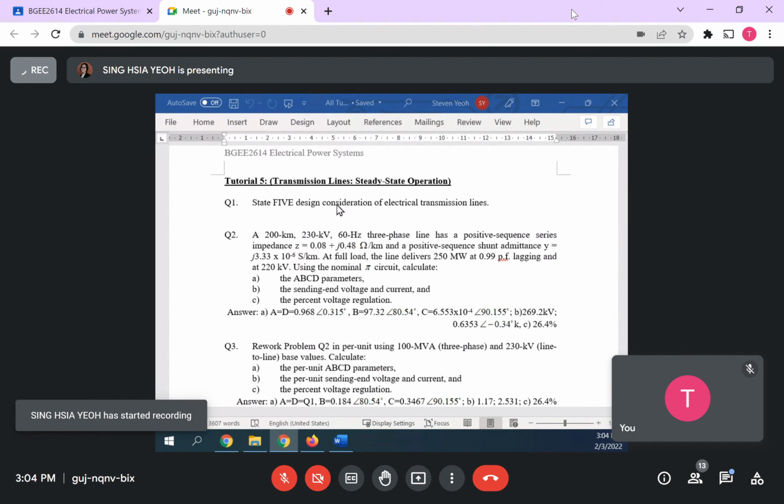State 5 design considerations of an electrical transmission line. It's basically in your notes: the electrical consideration, mechanical, economic, what else? Environmental. What is the one more? Can't remember. Anyone? What is the one more? Chapter 5, I think.